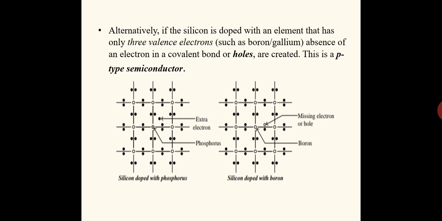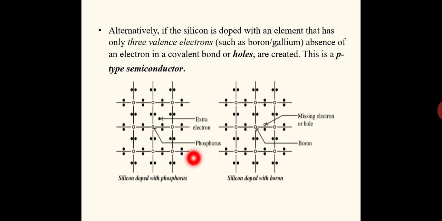So one hole will always be left in the crystal lattice. Okay, the absence of an electron in the covalent bond means holes are created. So this will lead to the creation of holes. This type of semiconductor is called a P-type semiconductor.